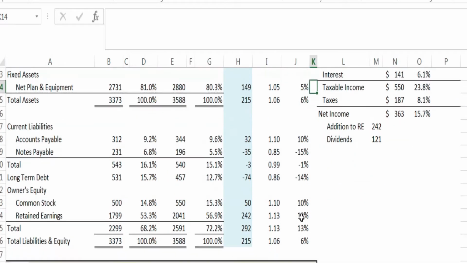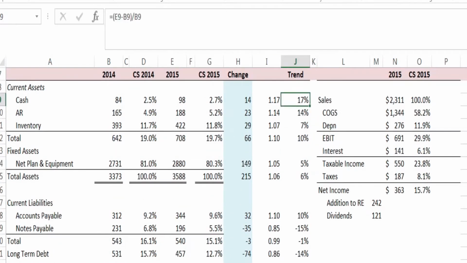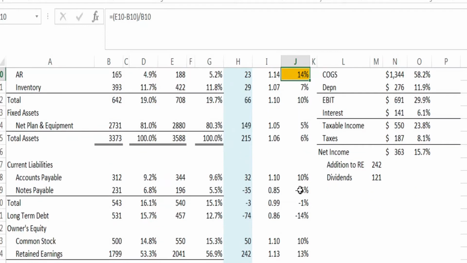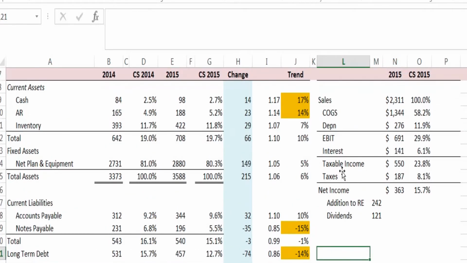And once you get your numbers, the next thing you're going to do is look at them and pick out the ones that are the biggest. So for instance, we see that cash increased by 17%, accounts receivable increased by 14%, notes payable decreased by 15%, and long-term debt decreased by 14%. And then another big one would probably be these two. And you'll see that this really does tie into what we've already said from our sources and uses analysis.